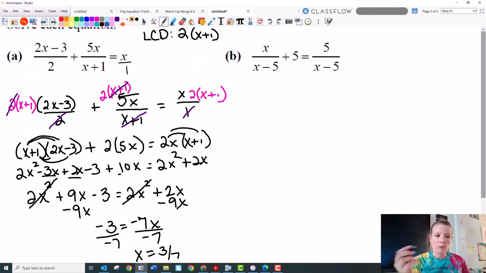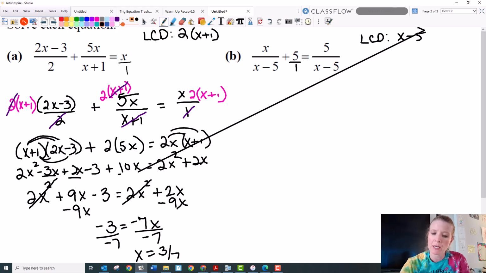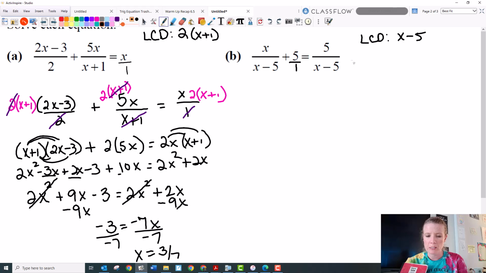let's look at this one. Anything that doesn't have a bottom, you put a 1 under it. And then my least common denominator, I have to put an x minus 5, and then I need a 1. And then I look, and that's an x minus 5 as well. Well, I already have an x minus 5. I do not have to put it again. So my least common denominator is x minus 5.